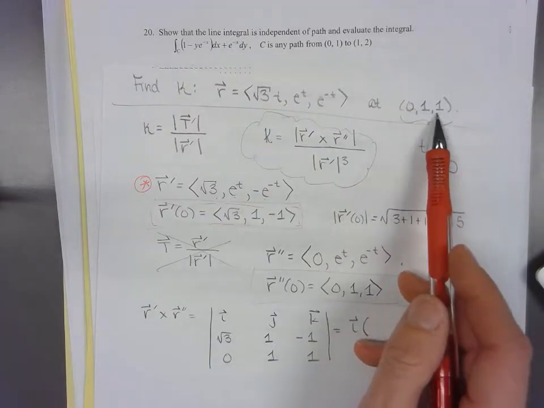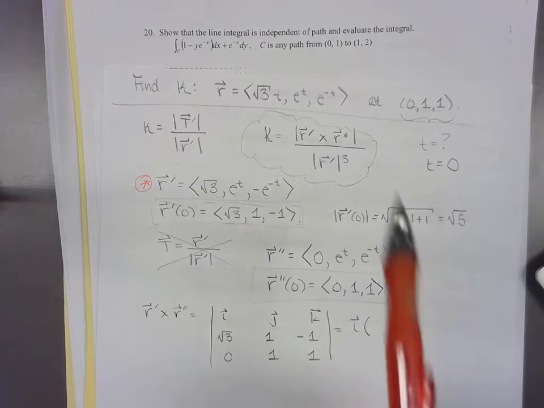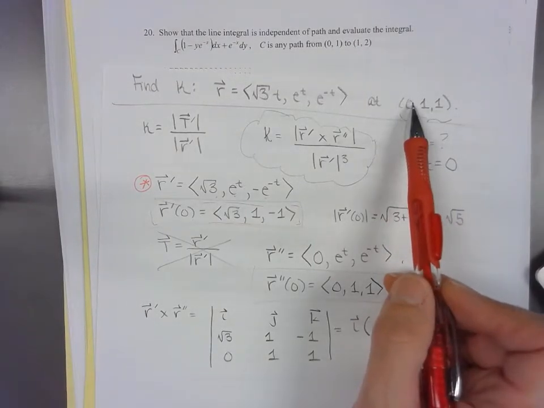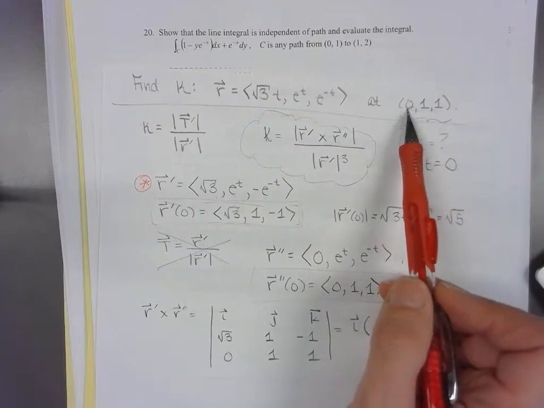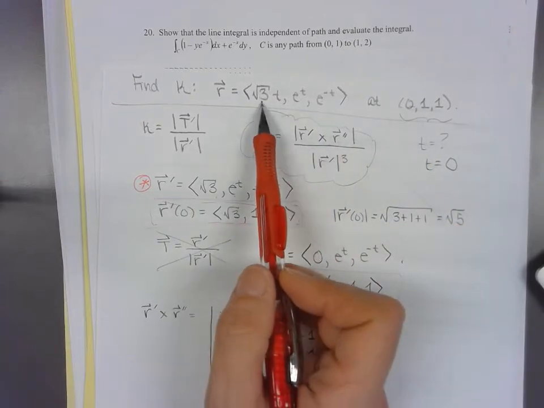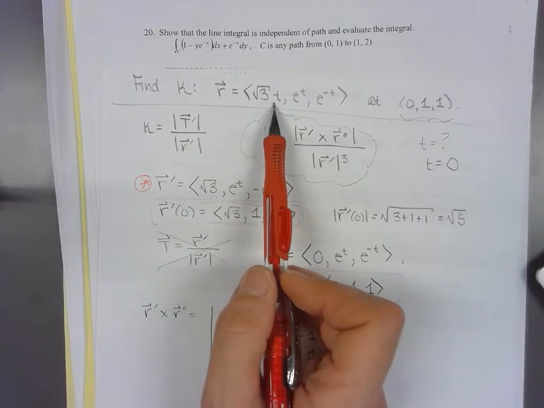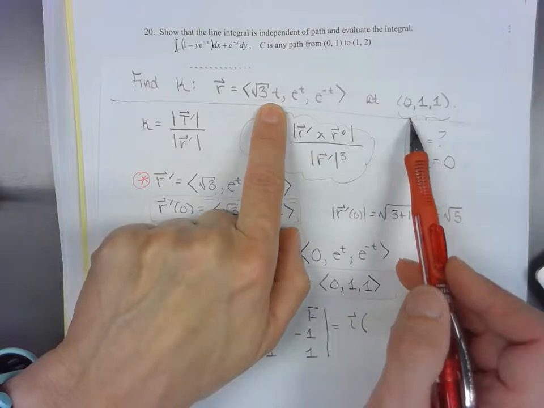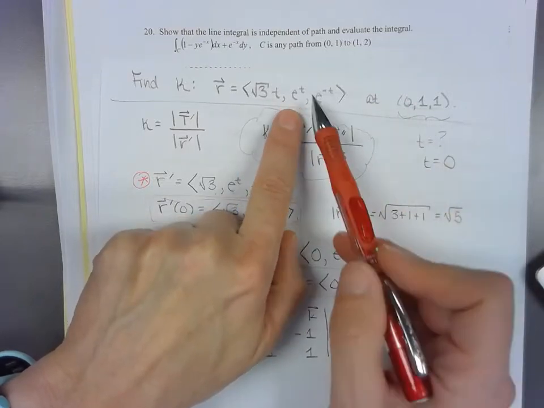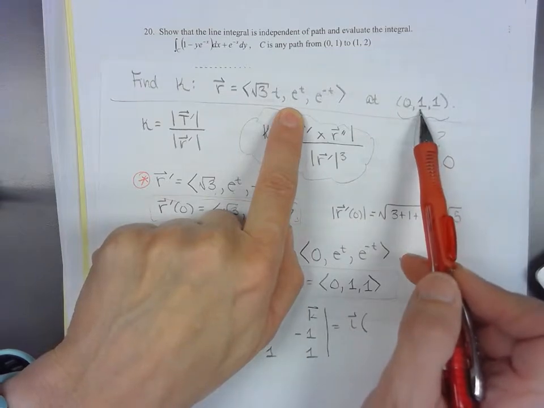So I want to know, if this is the point, this is x, y, z. That's not t, right? I have to figure out what t is. Well, when does x equal 0? And remember, the first component gives x. So if this is equal to 0, it must be the case that t equals 0. Also, where does e to the t equal 1? Only at t equals 0. Right? Okay.